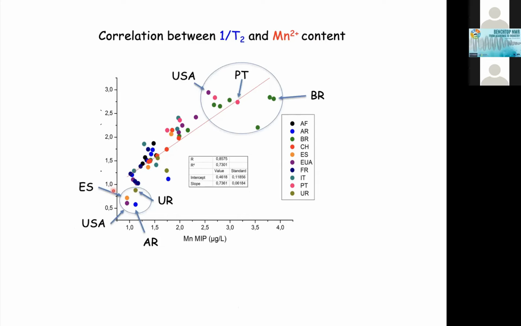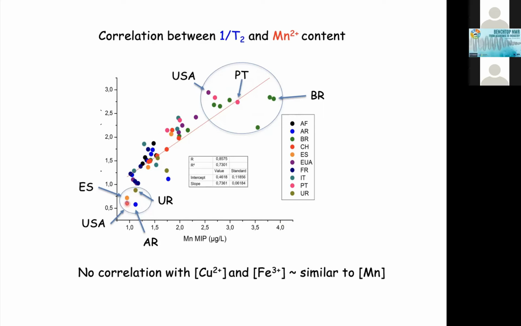If we plot the transversal relaxation against the manganese content, you can see almost a straight line, and the wines from Brazil, these green ones here, are all of them almost here. Some Portugal wines are here, one USA, with minimal manganese content. There are some Argentinian wines, from Uruguay, from Spain, and from the United States.